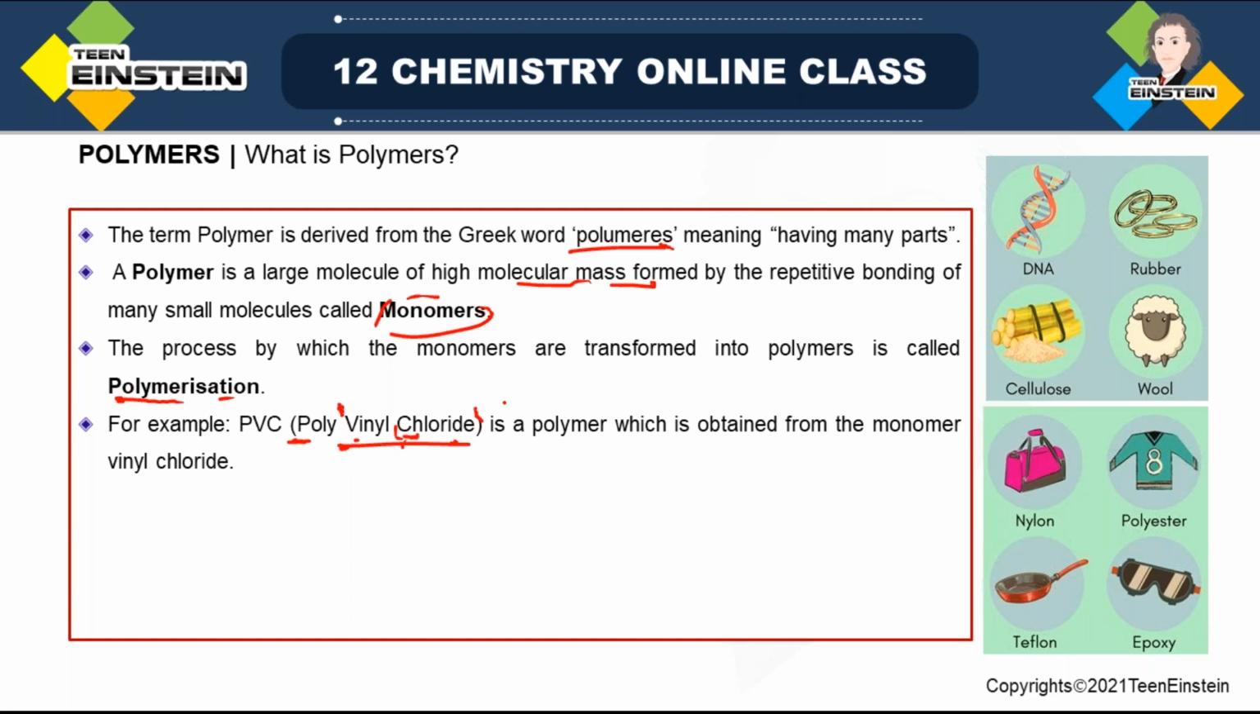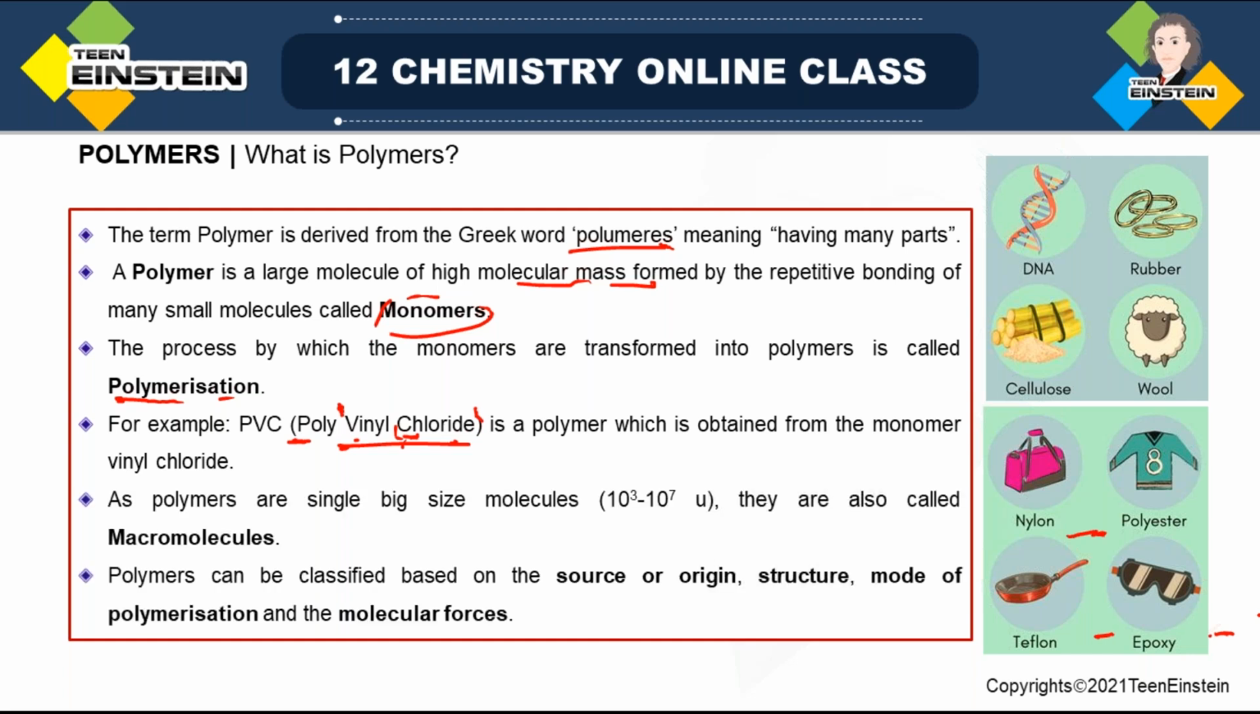Here we can see some examples on the right-hand side. The first examples that you are seeing are basically natural polymers. That you can already see is obtained in nature, in biology, in animals or in the human body. And the other box below it has some examples: nylon, polyester, teflon, epoxy. These can be man-made.